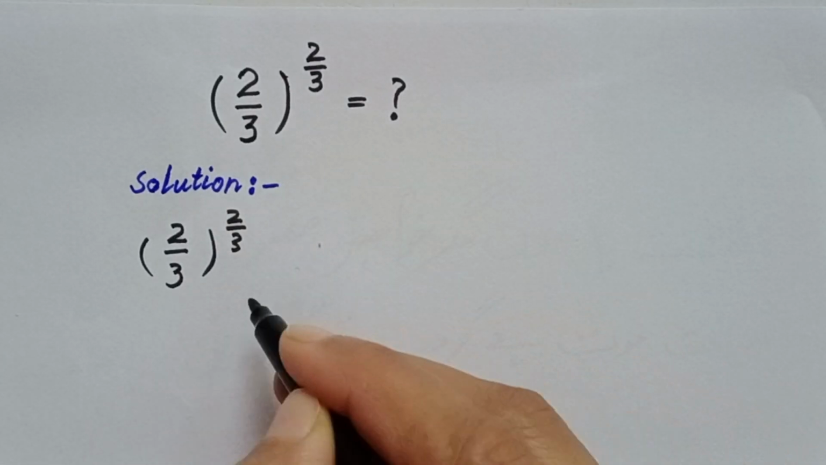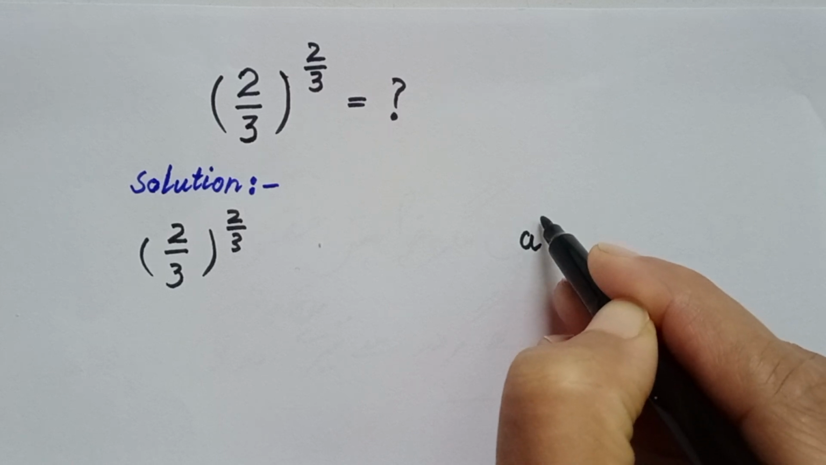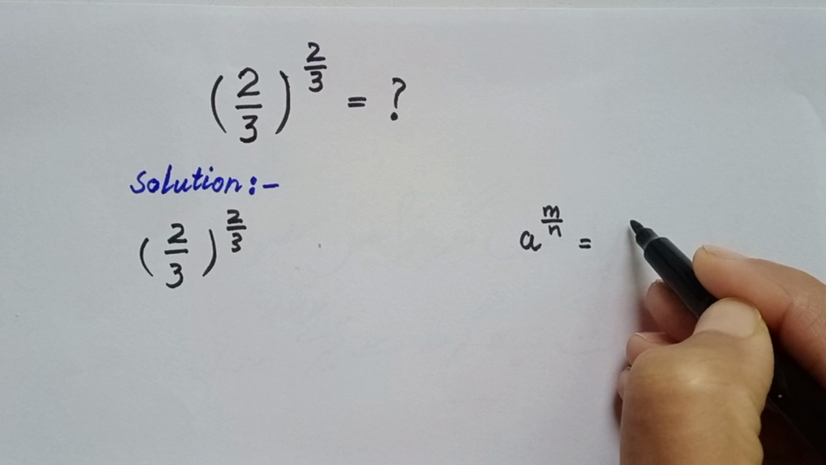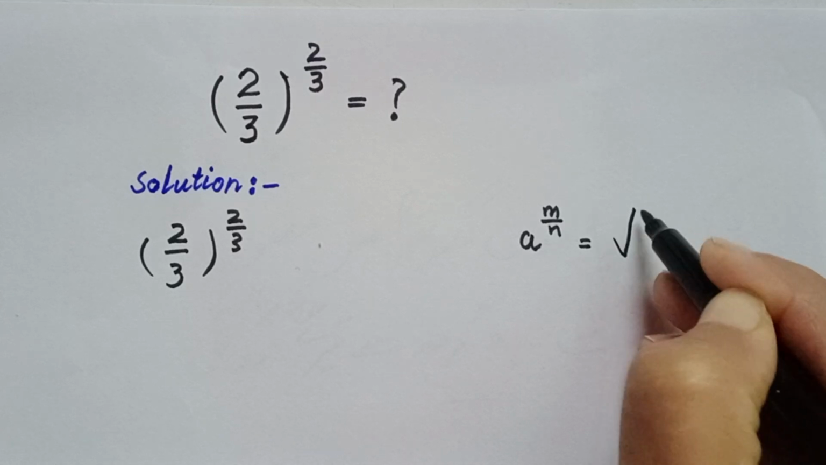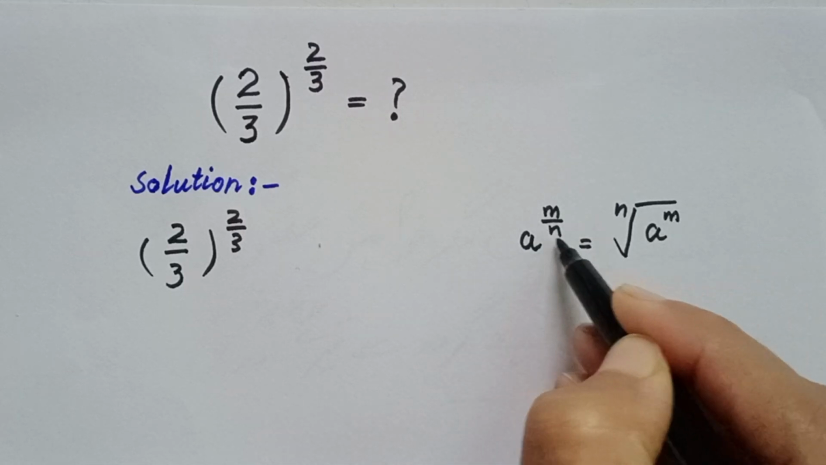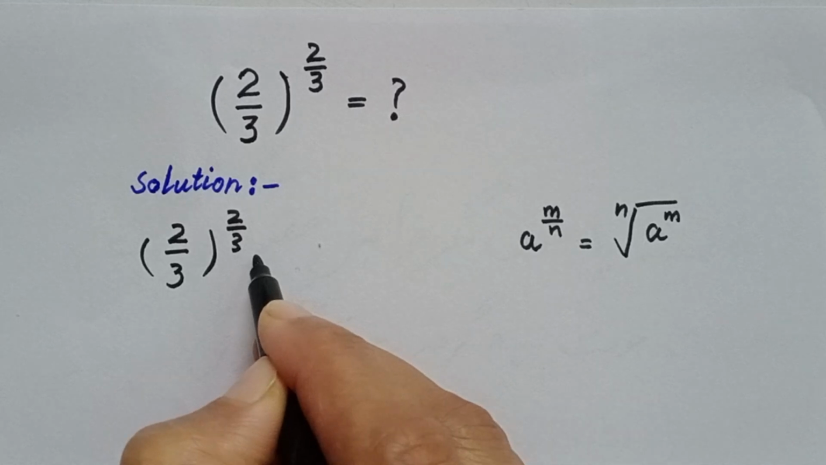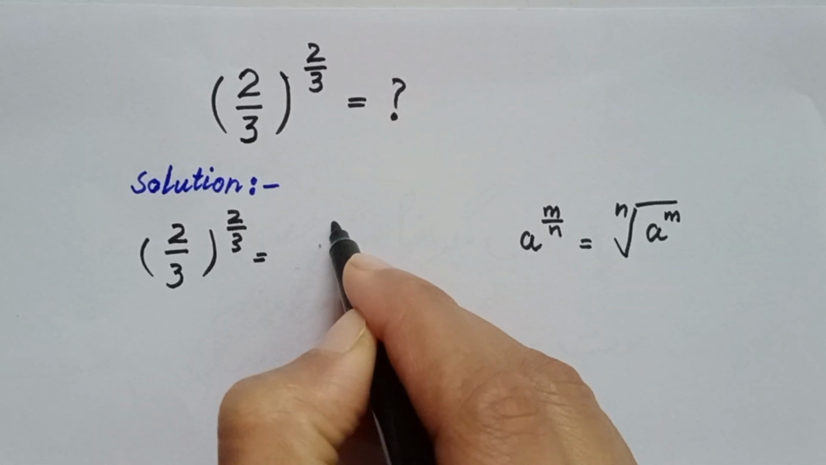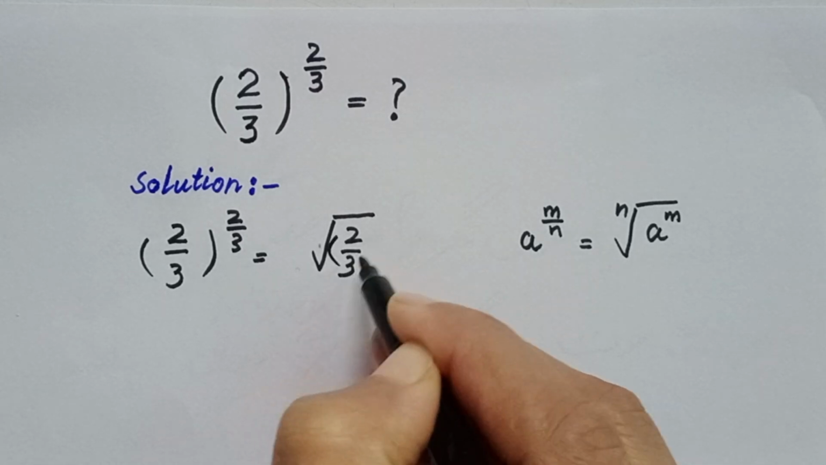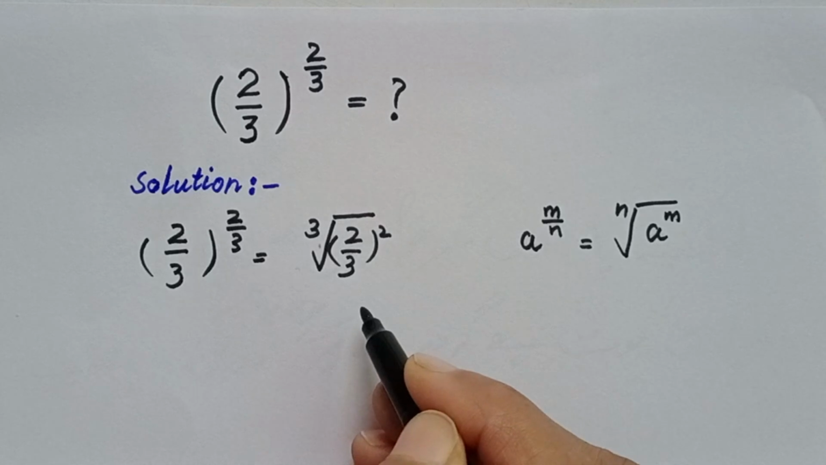Here we will use a very well known rule, that is a to the power m over n, we can write it as the nth root of a to the power m. M will become the power and n will become the root. So we will use this rule in this step. So we will write (2/3) squared, and this 3 will become the root, the third root.